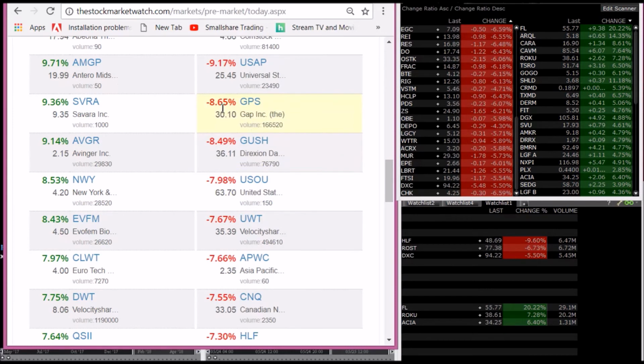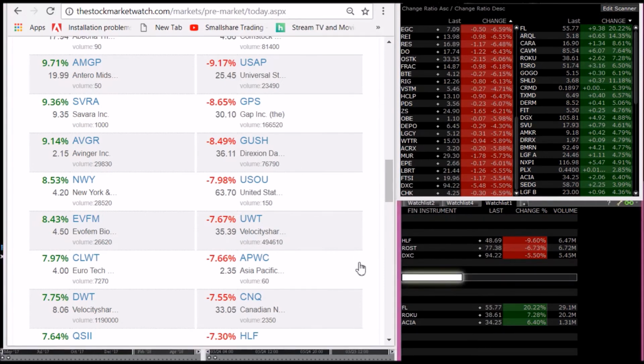GPS 8%. $30 stock. 166,000. Interesting. That's what I'm going to put. I'm going to look at that one. It's going to see if it's got all my criteria. Boom. I didn't find it on my watch list, so I'll take that one. All right.